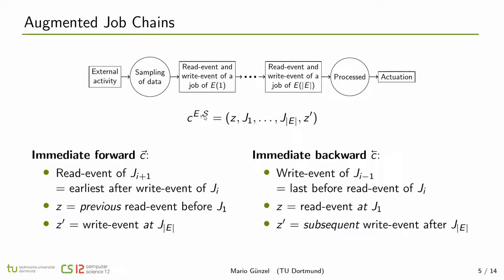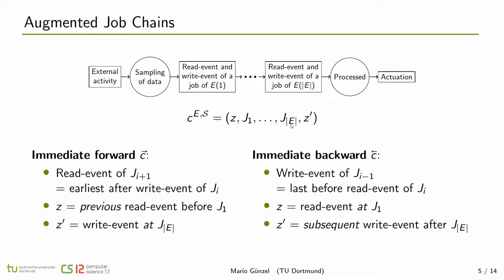In particular, we distinguish two types of augmented job chains: immediate forward augmented job chains, which define reaction time, and immediate backward augmented job chains, which define the data age. For immediate forward augmented job chains, this job sequence is defined in a forward manner. So we start with J1 and inductively define the next jobs in the sequence. The time between external activity and sampling is maximized by setting Z to the previous read event before J1, and the activation is set to the time of the process event by setting Z prime as the write event of JE.